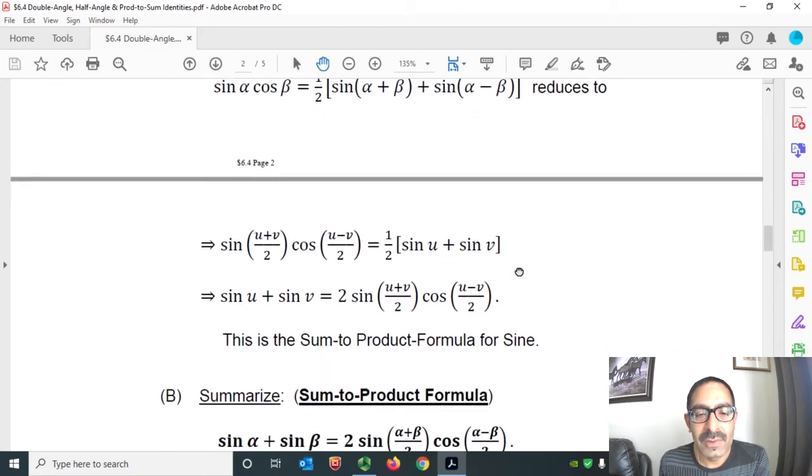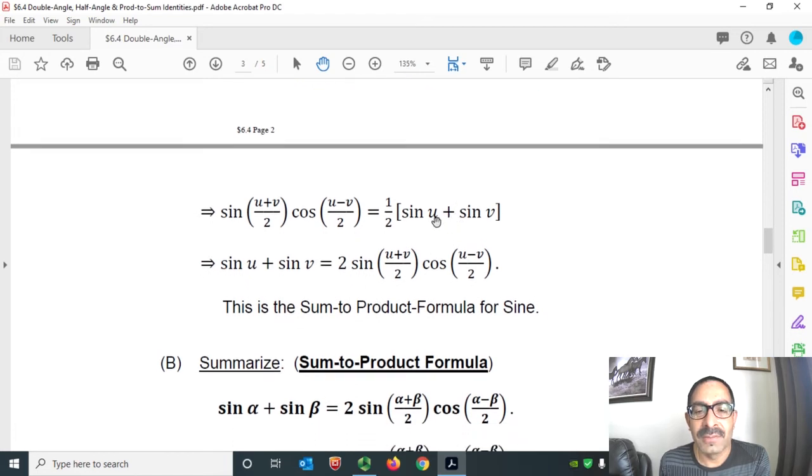So now let me rearrange the terms. Let's write this right hand side on the left hand side and multiply by 2 on both sides.